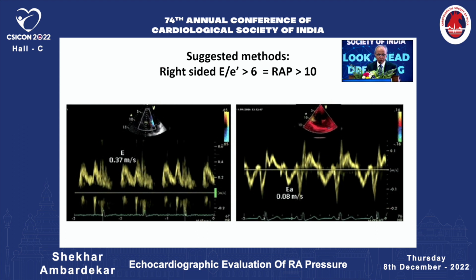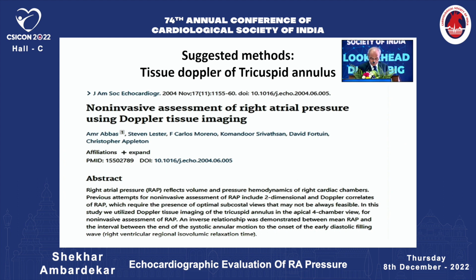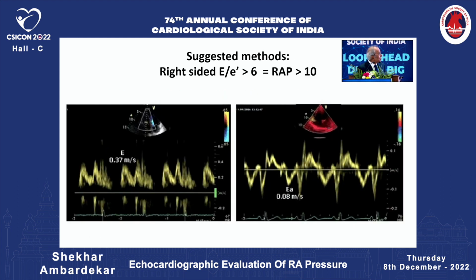Another one is taking right-sided E by E prime. That is taking tricuspid flow velocity and tricuspid annulus tissue Doppler imaging, their E by E prime. If it is more than 6, RA pressure is going to be more than 10.